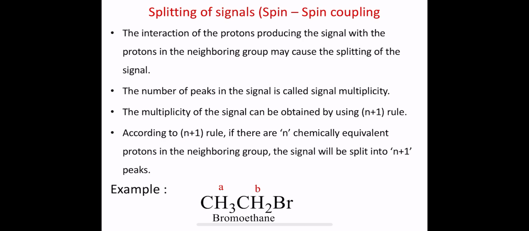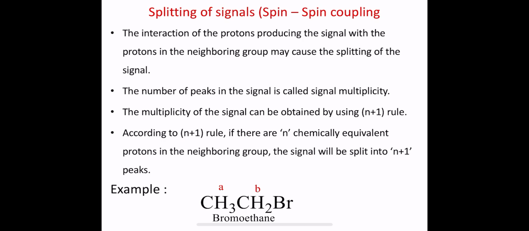The multiplicity of the signal, that is the number of peaks in the signal, can be obtained using the n+1 rule. According to this n+1 rule, if there are n chemically equivalent protons in the neighboring group, the signal will be split into n+1 peaks. That means if, for example, 2 protons are present, then the signal we get is 2 plus 1, which is equal to 3. If 3 protons are present, then we get 3 plus 1, that is 4 peaks.